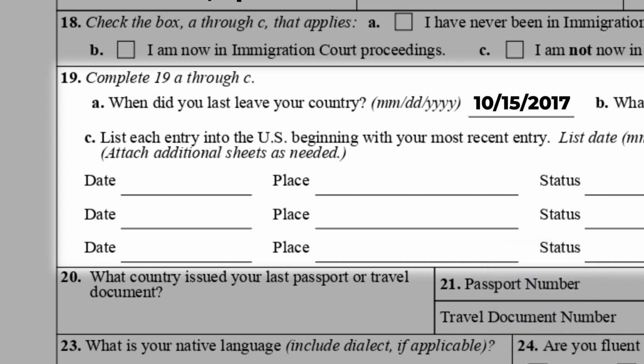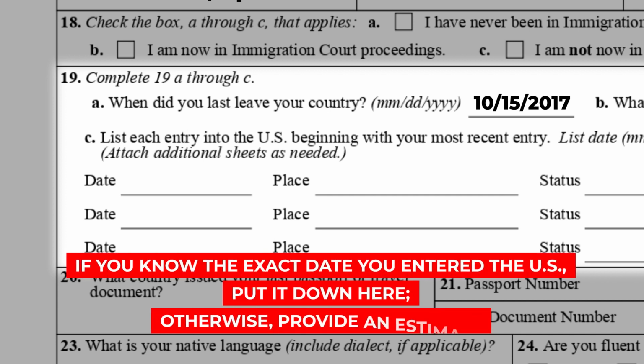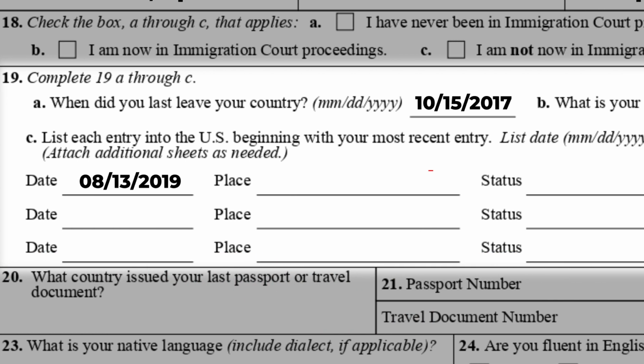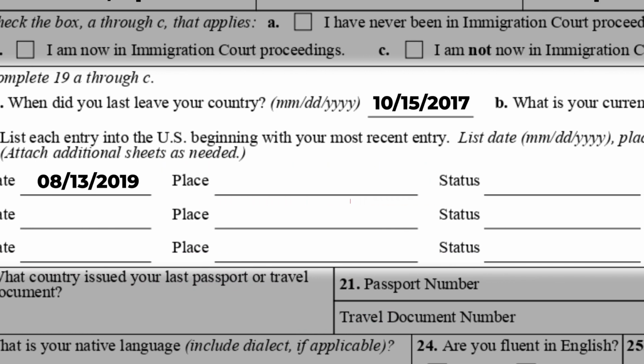If you don't have or can't access your I-94, and you don't have a passport or don't have an entry stamp in your passport, what do you do? Well, if you know the exact date that you entered into the United States, that is the date you will put down here. If you are not sure about the exact date that you entered the United States, please enter your best estimate as your answer. Moving over to the right, you're asked to list the place of your most recent entry into the United States.